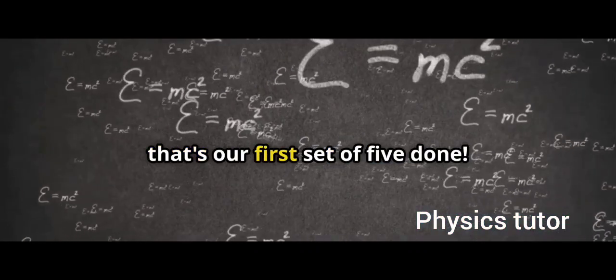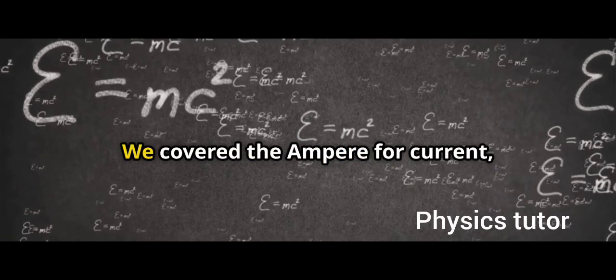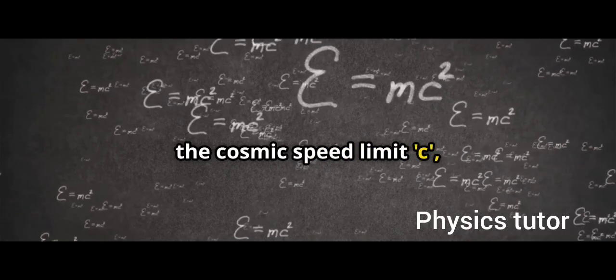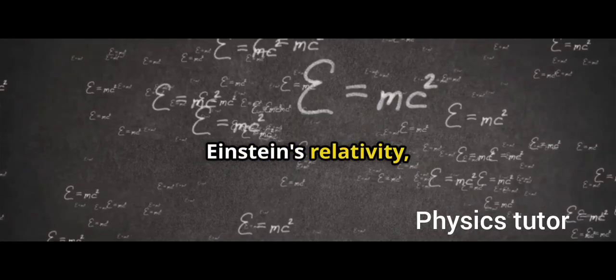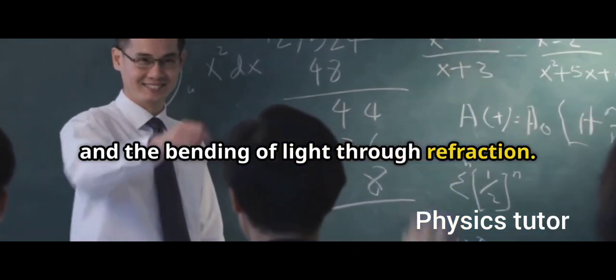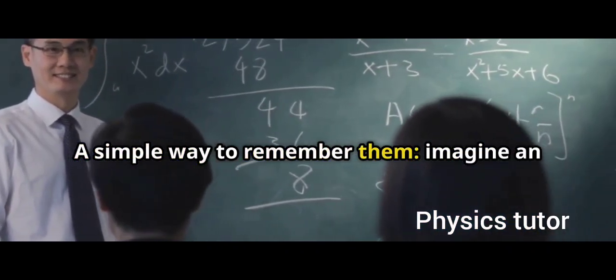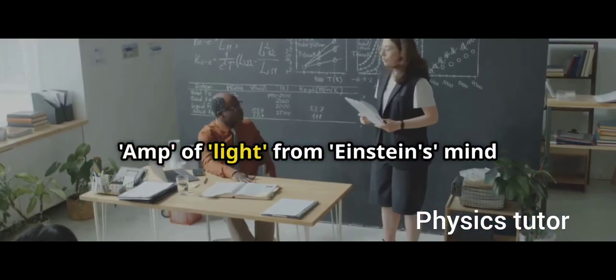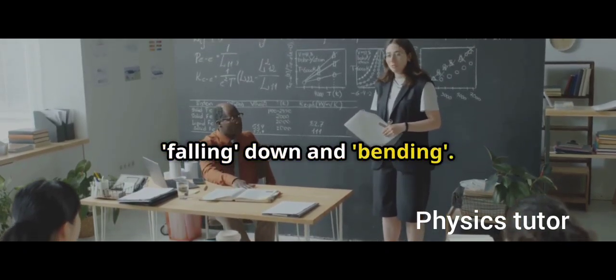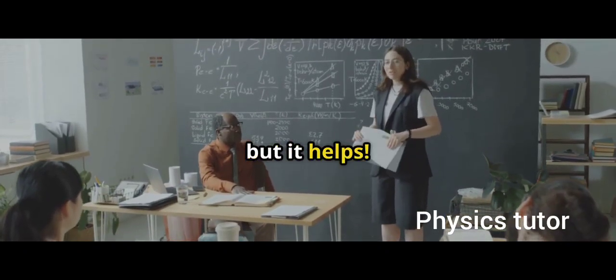Alright, that's our first set of 5 done. Let's quickly recap. We covered the ampere for current, the cosmic speed limit c, Einstein's relativity, the pull of gravity, and the bending of light through refraction. A simple way to remember them: imagine an amp of light from Einstein's mind falling down and bending. It's a bit silly, but it helps.